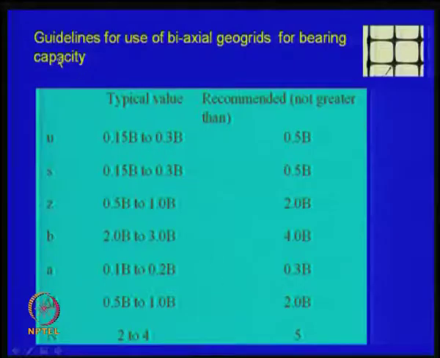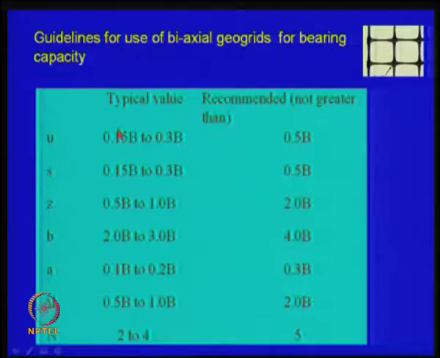Another important thing is that there are certain guidelines. The guidelines are based on extensive work, in fact we did some about 10 years back based on some master's thesis, on guidelines for use of biaxial geogrids. Like I said, biaxial means the stress distribution should be the same in both directions, unlike mono oriented geogrids.